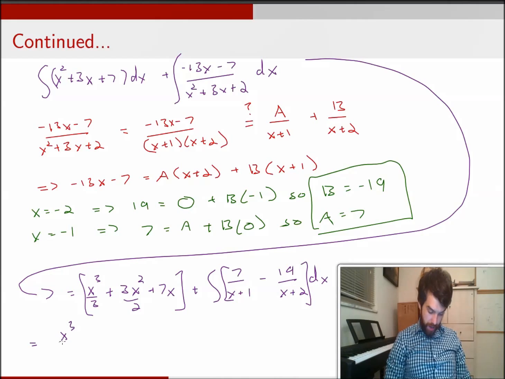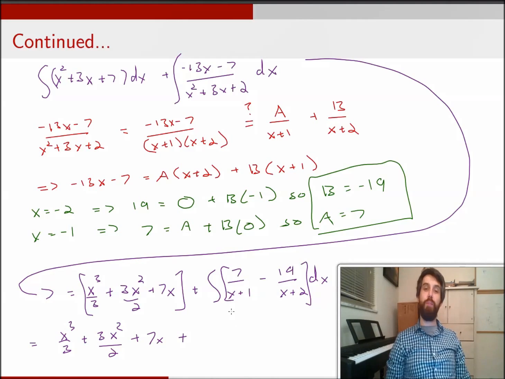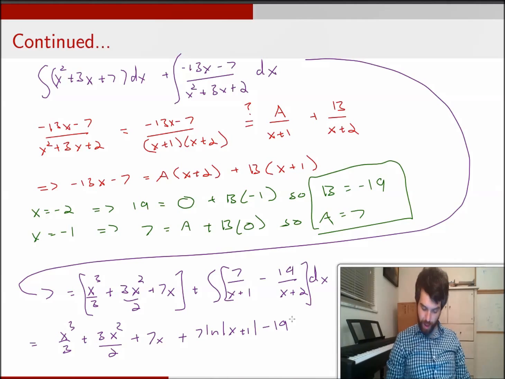And so what do we get? Copying and pasting. The polynomial we've already evaluated, don't need to do it again. 7 divided by x plus 1, I set my u to be x plus 1. My du is just going to be dx. So that all works out. It is 7 ln of the absolute value of x plus 1. Likewise, for the next one, the minus 19 comes along for the ride. The denominator is 1 over x plus 2. I set that to be my u. And so ln of x plus 2, all plus c.